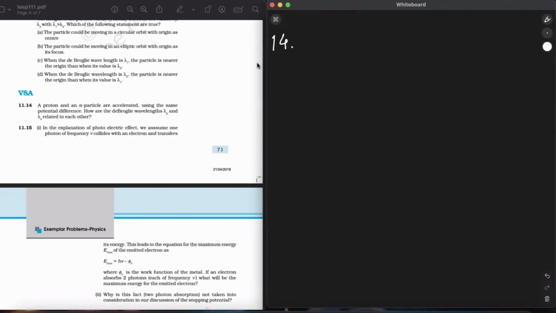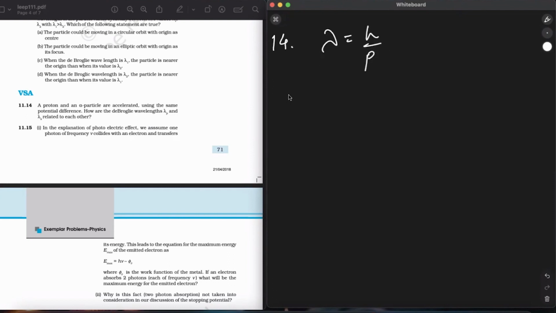A proton and an alpha particle are accelerated using the same potential difference. How are the de Broglie wavelengths lambda p and lambda a related to each other? See, I told you this is the generic kind of question. So do you know the formula for lambda? h upon momentum. Okay, this is for the de Broglie wavelength.